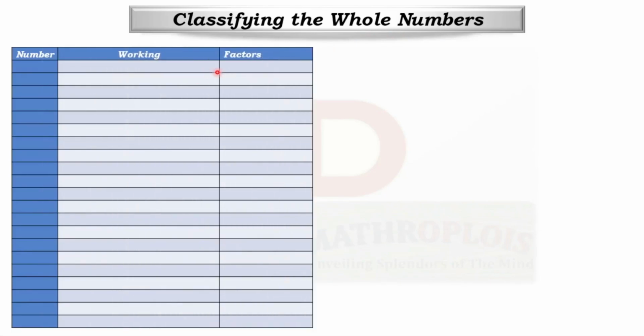Before starting its working, let us recall that factors are the whole numbers which have been multiplied with each other to get the product as a whole number. And the product of these two numbers is called a multiple of its factors. And a multiple is also completely divisible by its factors. Let us start from 0.